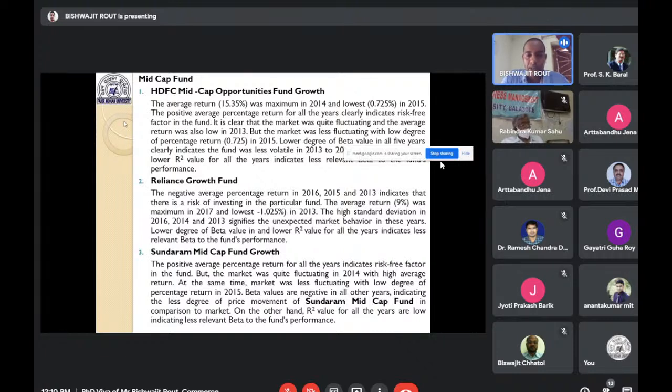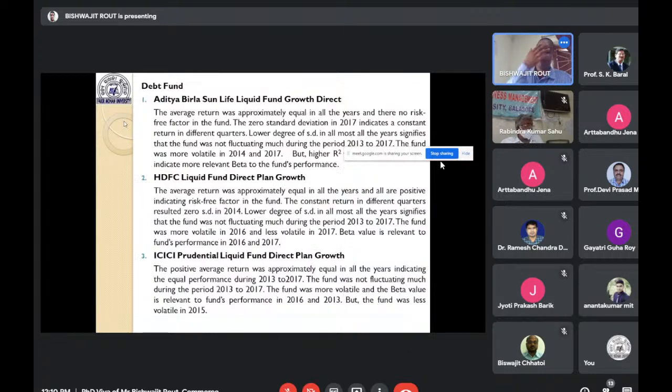Beta values are negative in all the years, indicating the less degree of price movement of Sundaram Mid Cap Fund in comparison to capital market. On the other hand, R-squared value for all the years are low, indicating less relevant beta to the fund performance. And next one is debt fund.